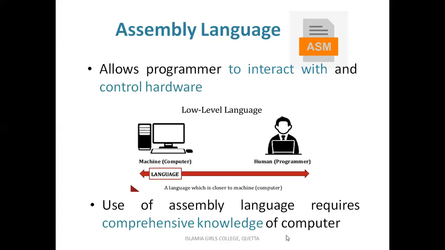Next is that the use of assembly language requires comprehensive knowledge of the computer. We need to know about the processor, about the registers, about the memory of the computer, because we are using them directly in our code. So therefore, if you are writing code in assembly language, you need to have detailed information about the computer, about the hardware for which you are writing the code.